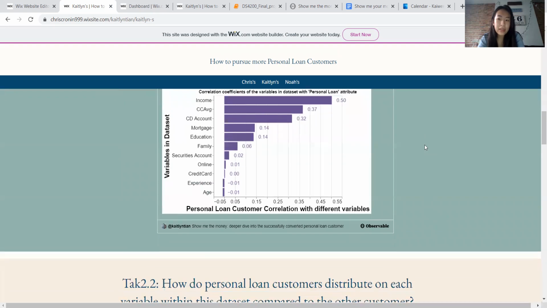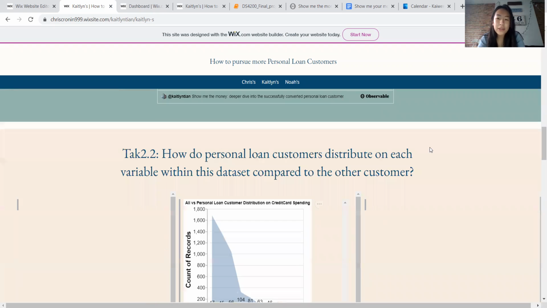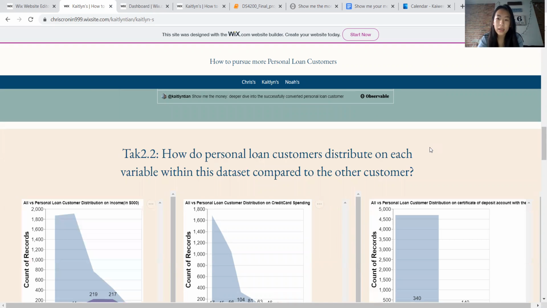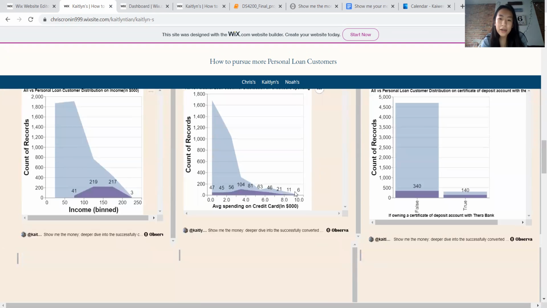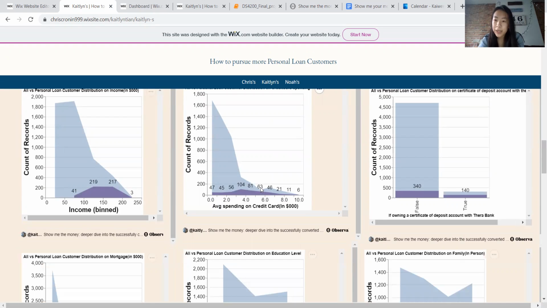Then the second task is I'm interested to find out how they distribute across those variables in this data set compared to the other customers, and I sorted by the ranking above. As we can see, for income, they definitely have a very clear characteristic: they congregate at the higher income compared to the other customers. And for spending on credit cards, they do tend to be in the higher spending bucket.